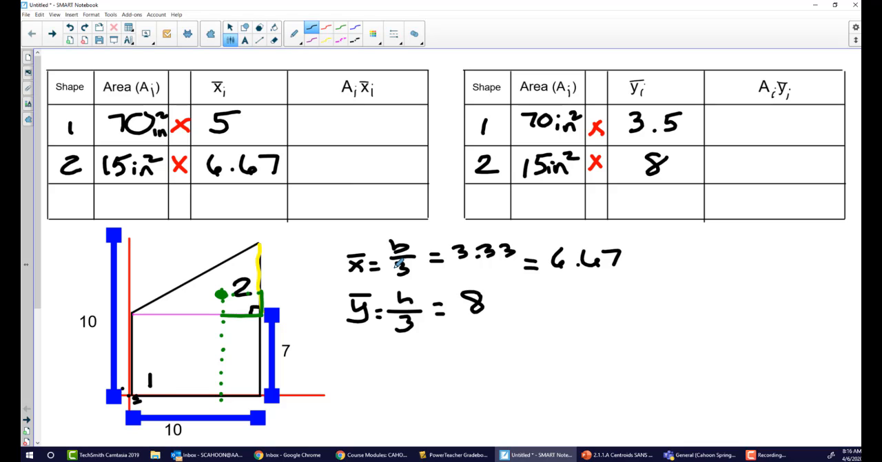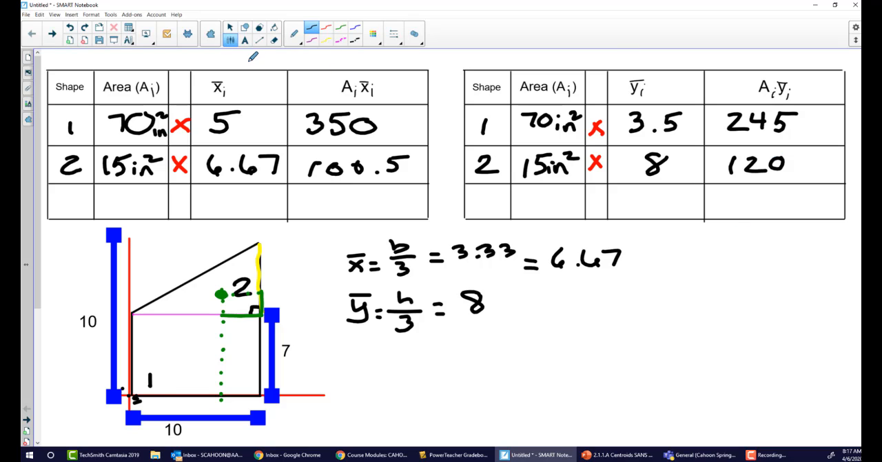And then we just need to do a little multiplication. So we have 70 times 5, and that gives us 350. So the area of shape 1 times the x location of shape 1. Here we have 15 times 6.67, and we get 100.5. Over here, we're going to do 70 times 3.5, and we get 245. Okay, and then here we have 15 times 8, and we have 120.